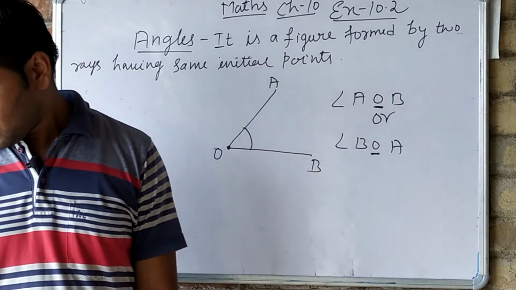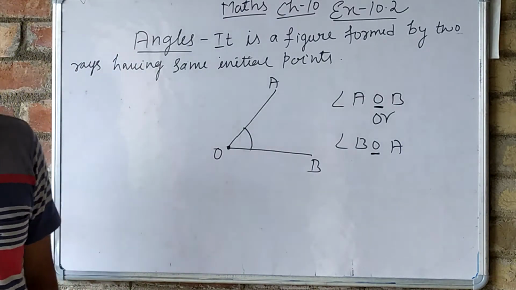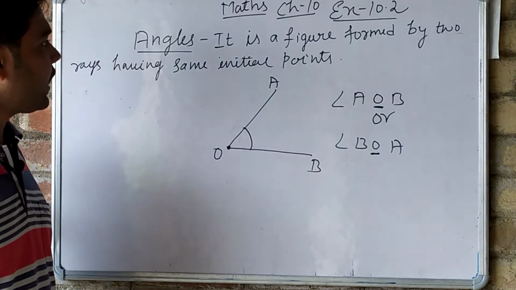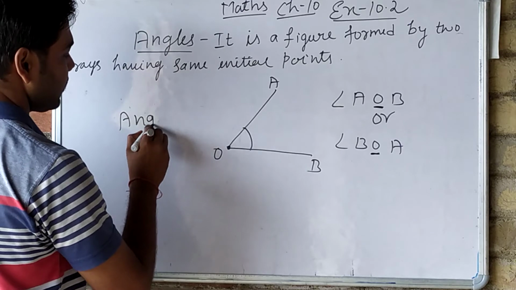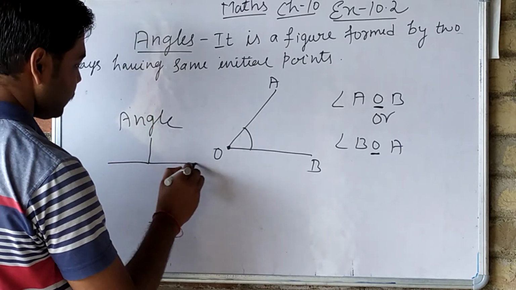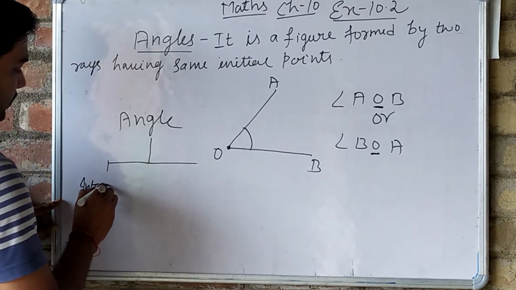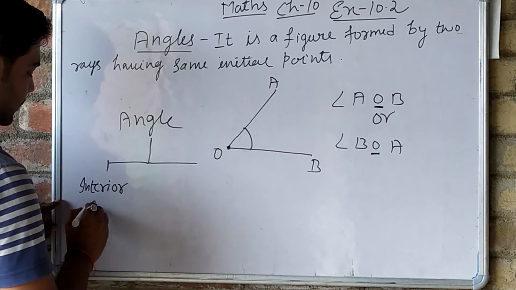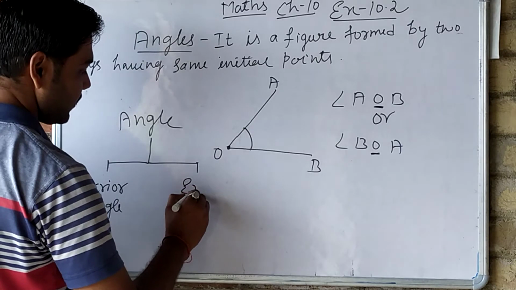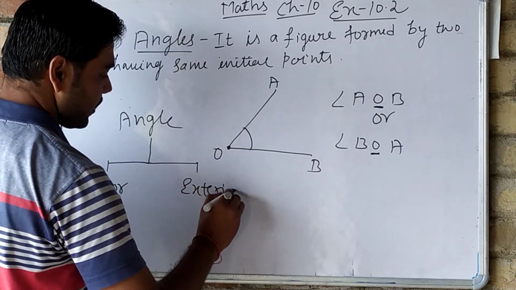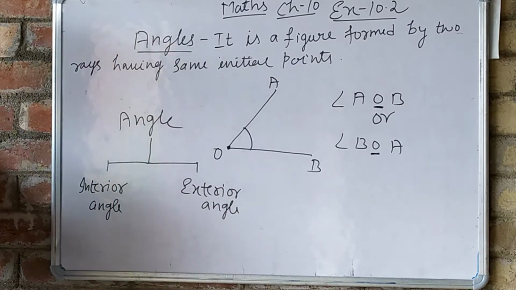Okay, now see here, now we have to study about the types of angles. Angle is of two types. First one is interior angle, and second one is exterior angle.